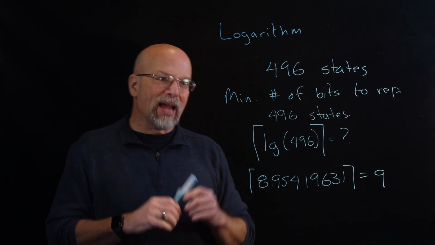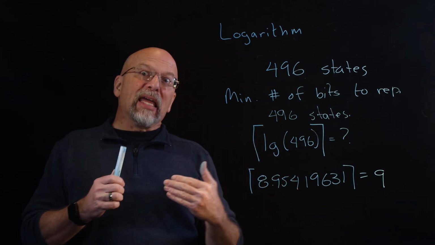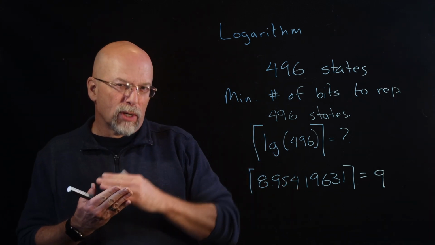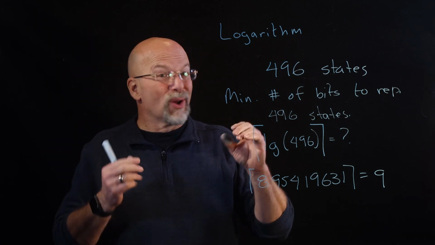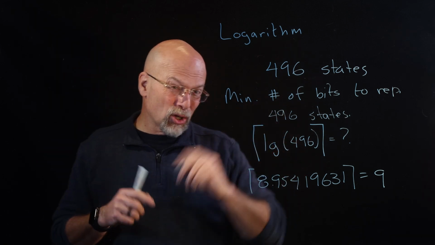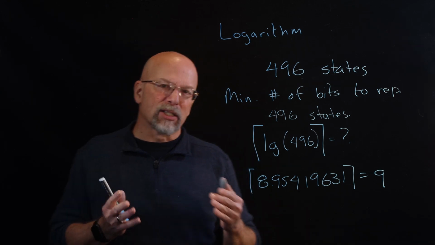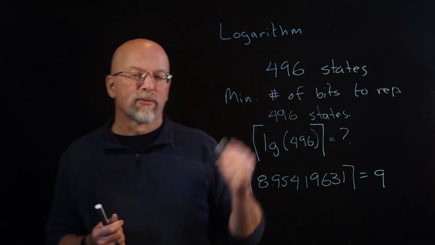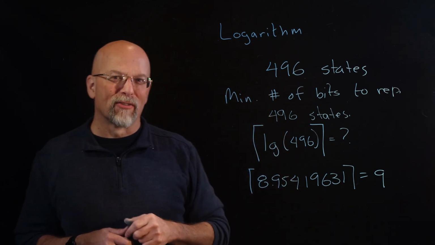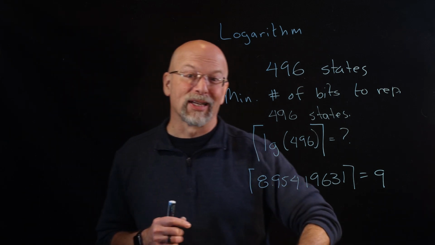Now, is that right? Well, think about it this way. 8 bits can represent values from 0 to 255. So 255, that doesn't quite make it. 9 bits can represent values from 0 up to 511. That just covers our 496 different cases.